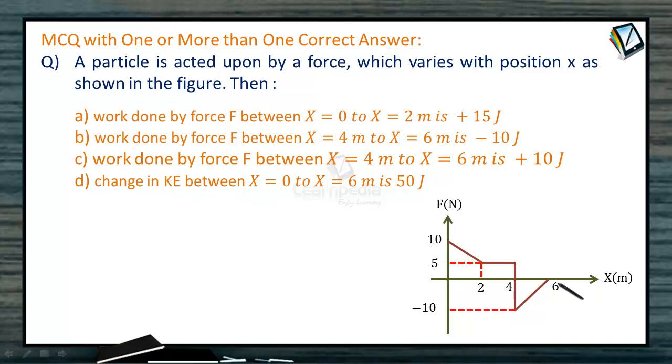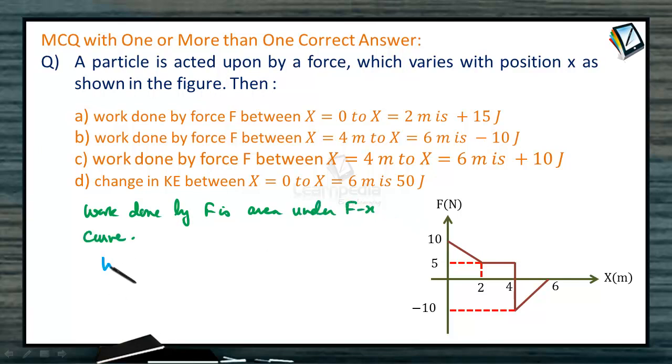So let us calculate first the work done in different positions, from 0 to 4, then 4 to 6, and then overall work done. Then we can check what are the correct options. Work done, how to calculate? We know work done by force is area under the force displacement curve.